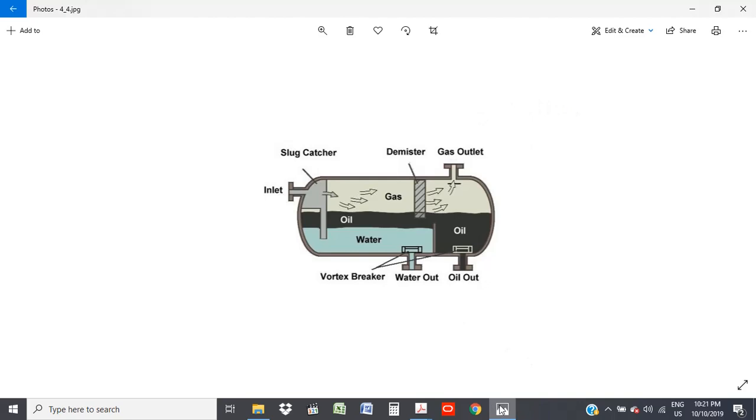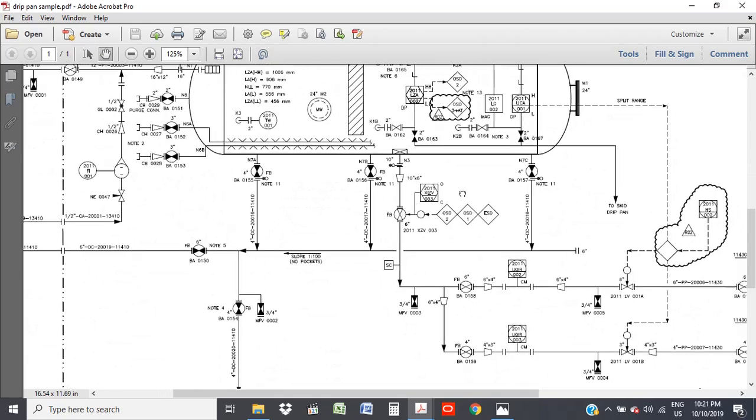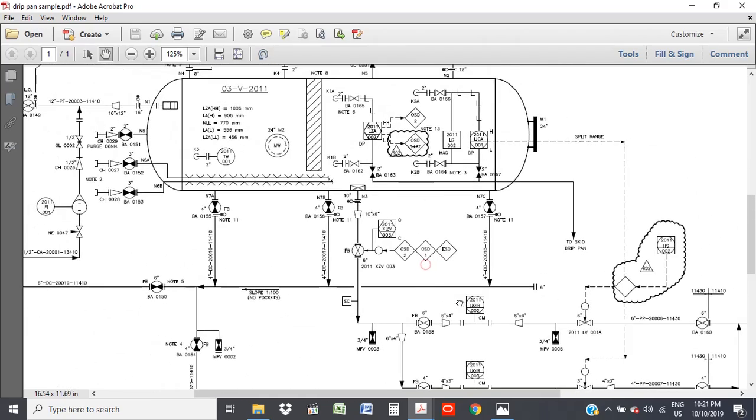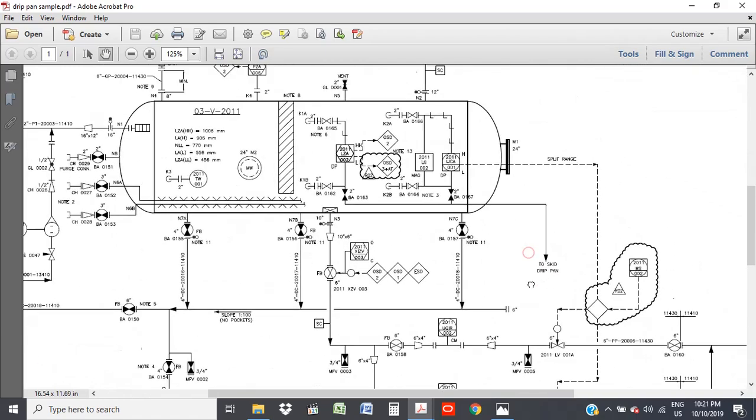Now let me go back to the P&ID and kind of show you how that operates. If you look at this, this separator is only for oil and gas.